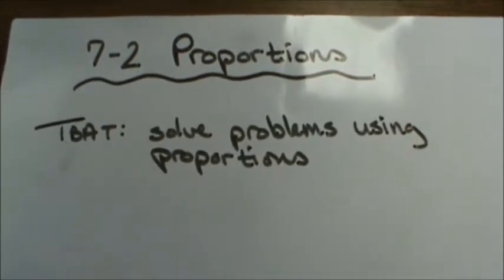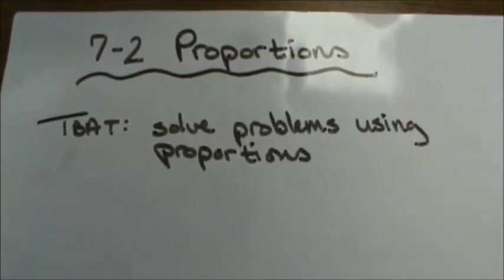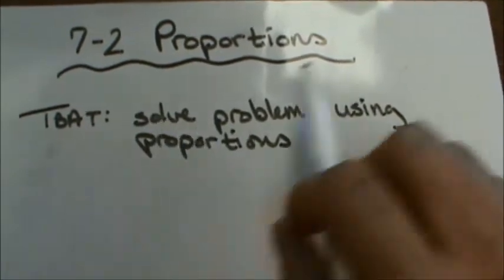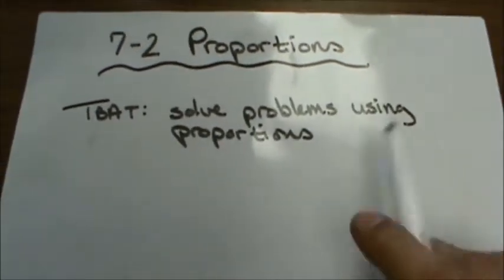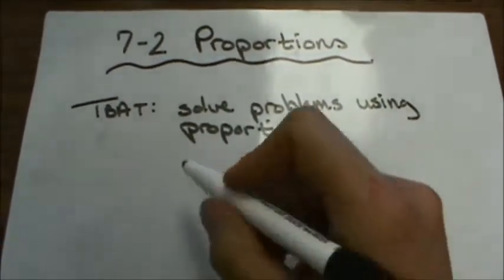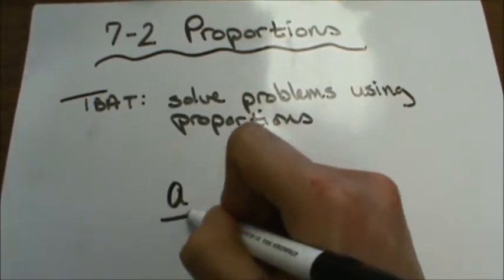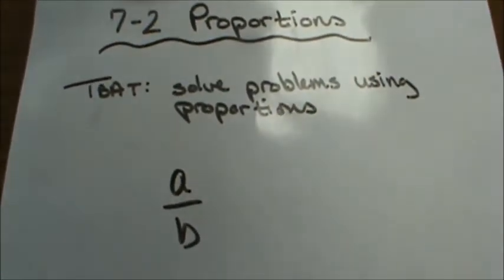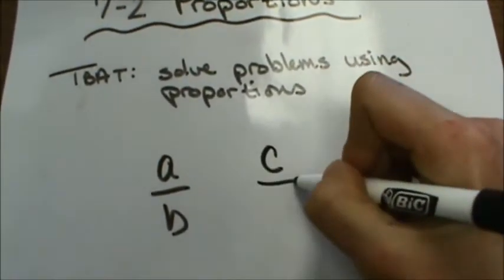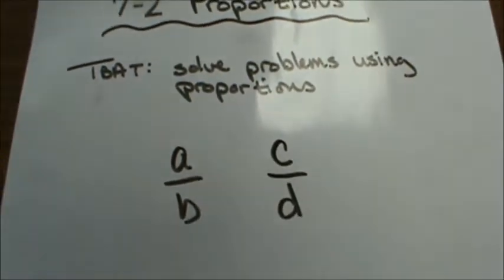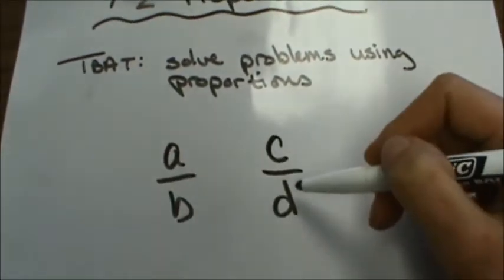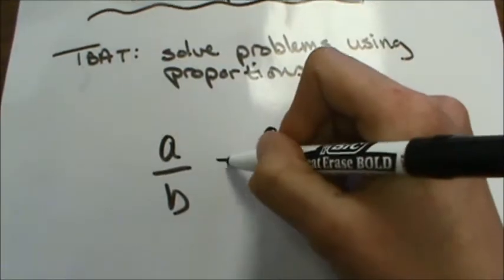Lesson 7-2, Proportions. In this lesson, we need to be able to solve problems using proportions. The basic definition of a proportion is any two ratios, so let A, B be a ratio, and then we'll say C and D are a ratio. Any two ratios that are equivalent, that are equal.